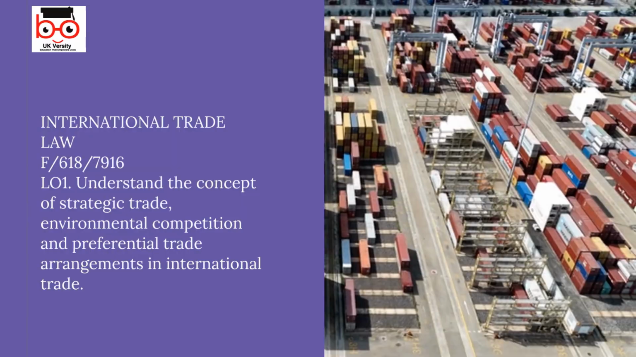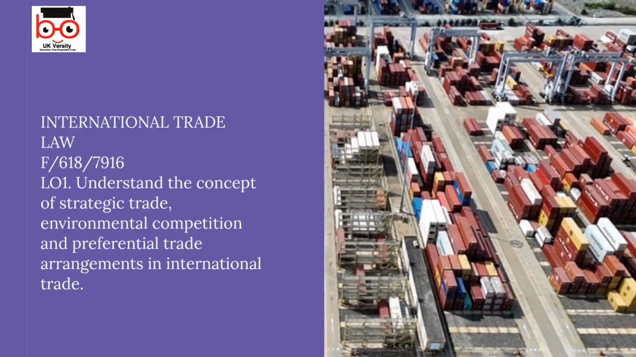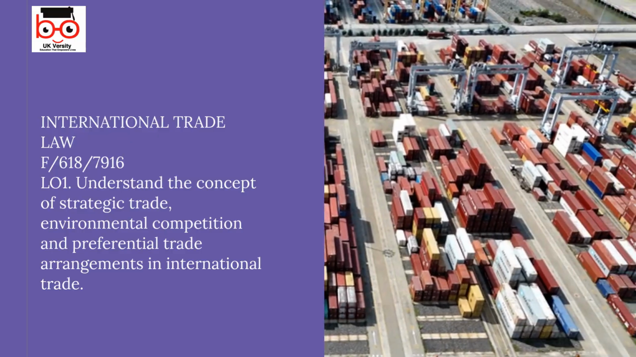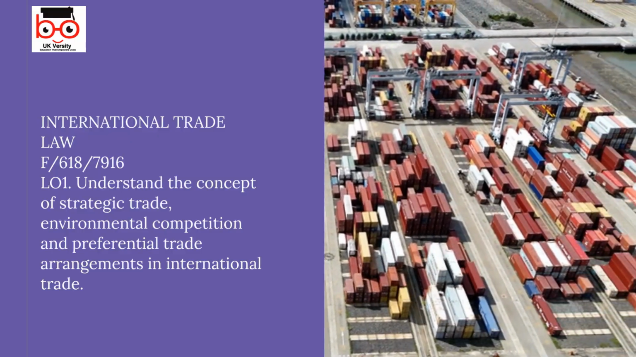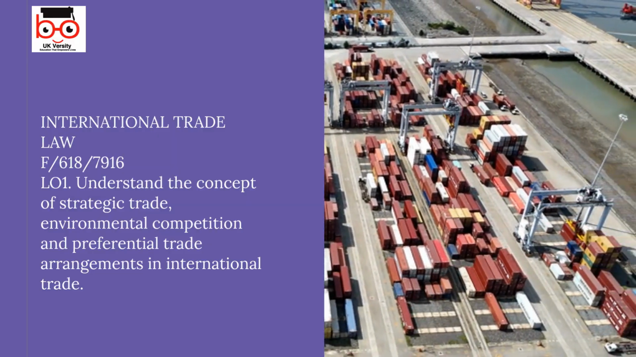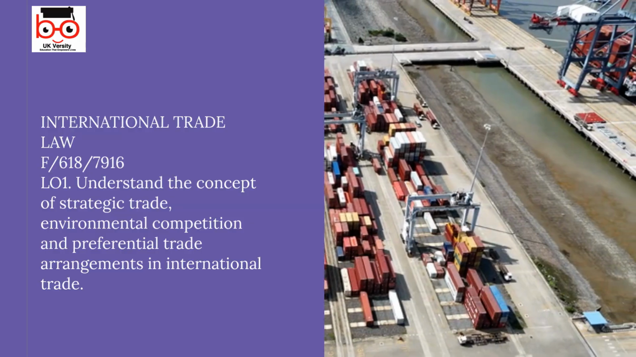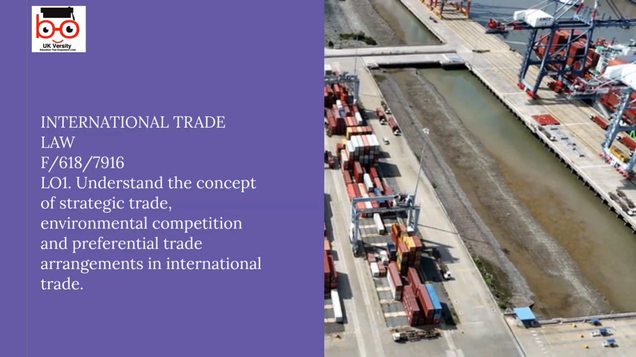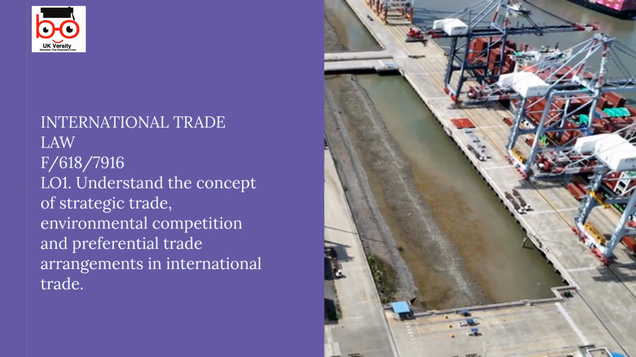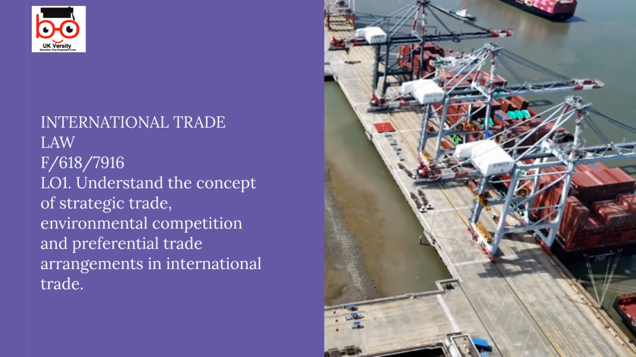This session focuses on Learning Outcome 1 (LO1): understanding the concepts of strategic trade, environmental competition, and preferential trade arrangements in international trade. In this video, we explore what shapes the complex world of international trade. You will examine strategic trade policies, environmental competition, and preferential trade arrangements, and consider how these concepts influence global trade policies, international economic relations, and decision-making in a globalized economy.